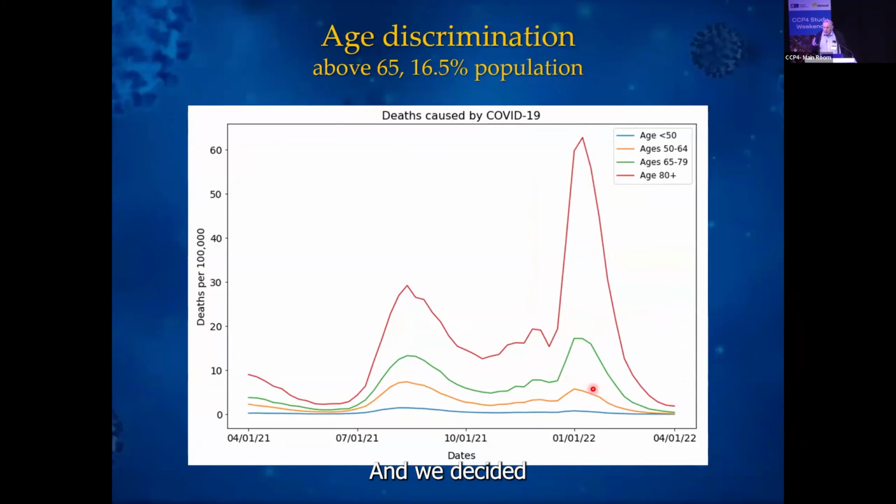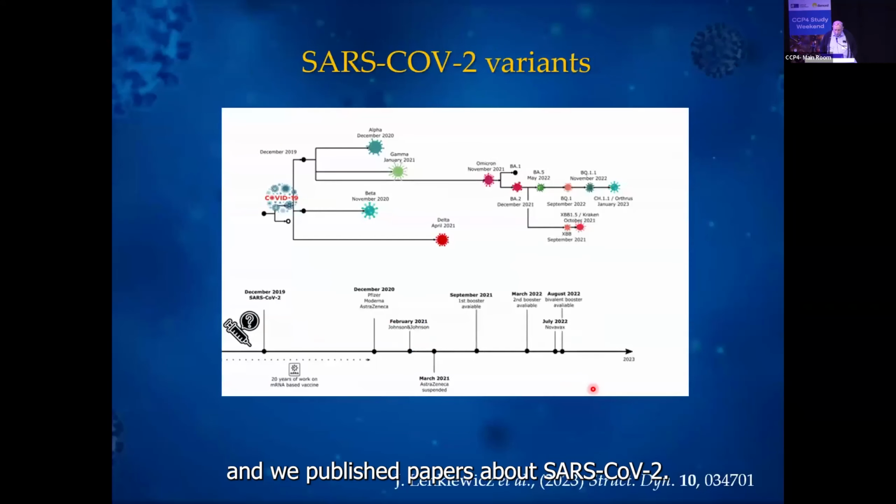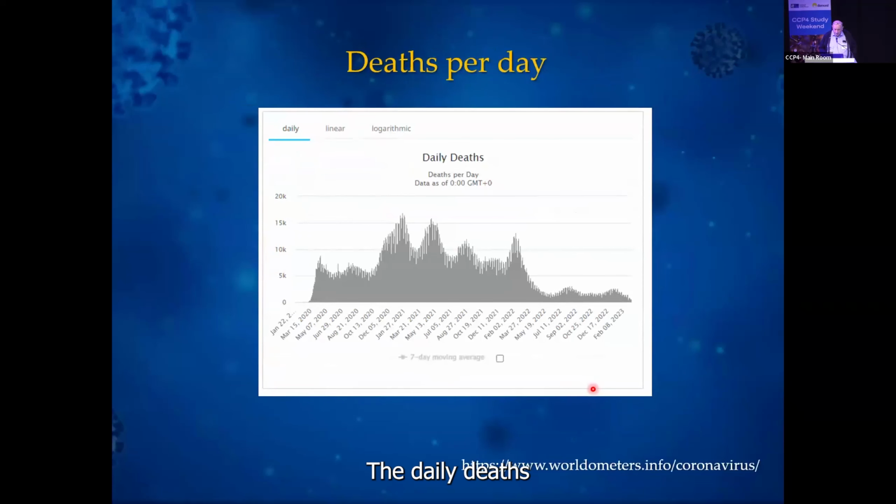And we decided, because I was running data management for 4 large NIH centers, to look into that, and we published papers about SARS-CoV-2. This is the competition between vaccinations, new vaccination, and mutation of the virus. The daily deaths, discussion that people are dying on some days, and some days they are not dying, and doctors were trying to explain.